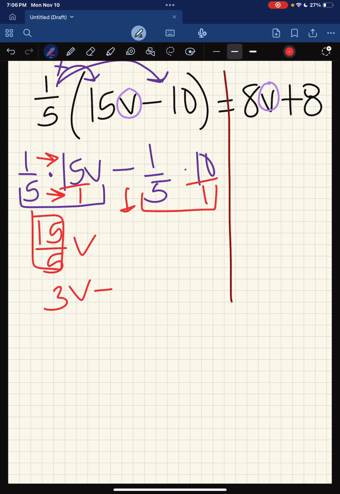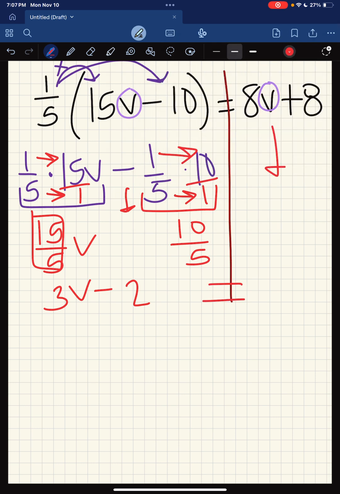Hopefully I'm not going too fast. I'll do the same thing on this side. So 1 times 10 is 10. 5 times 1 is 5. 10 divided by 5 would be 2. And this is where your problem kind of starts. They did the first part for you. So this is how they got the 3v minus 2. I just wanted to make sure I showed you that.